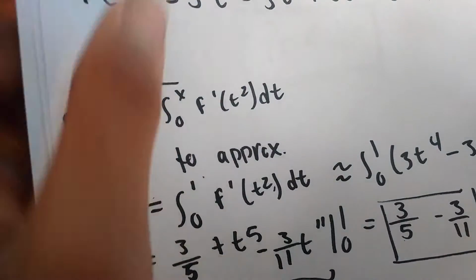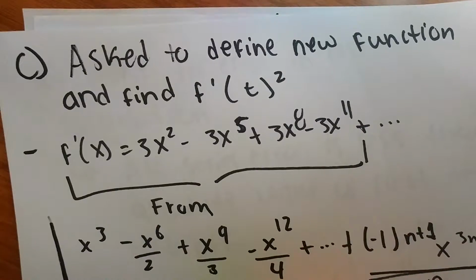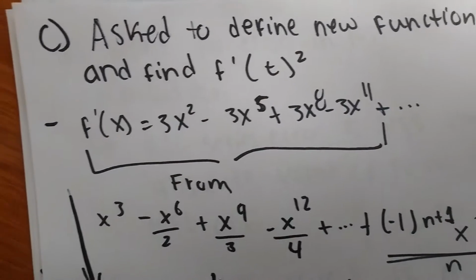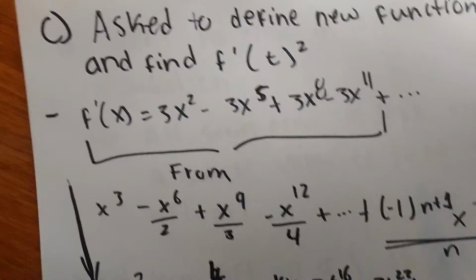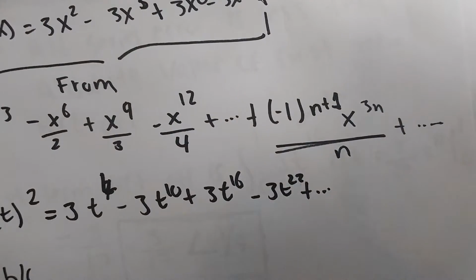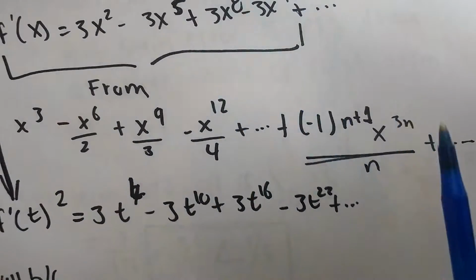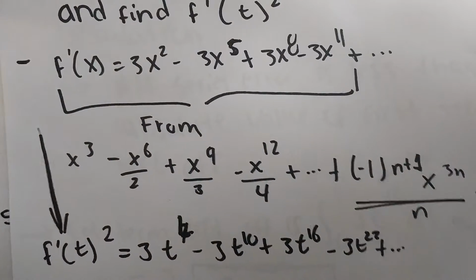Okay, now moving on to part C. For part C, we're asked to define a whole new function, and that function is right here, and we're supposed to find f prime of t squared. So what I've done here is take the derivative of the series that we found in part A. I have it another time right here. This is the series we found in part A, and f prime of x is just taking the derivative of each term of the series.